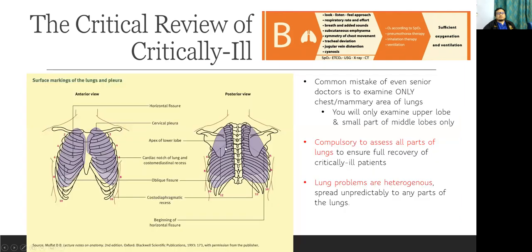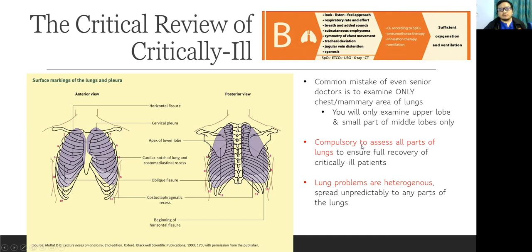So when I talk about the surface anatomy of the lungs, the common mistake, even of senior doctors, is to examine only the chest or mammary area of the lung. At the front, usually they just auscultate the right side and left side, and that's it. But you have to remember that when you auscultate from the front, you only listen to parts of the upper lobe. You don't even listen to the middle lobe and the lower lobe.